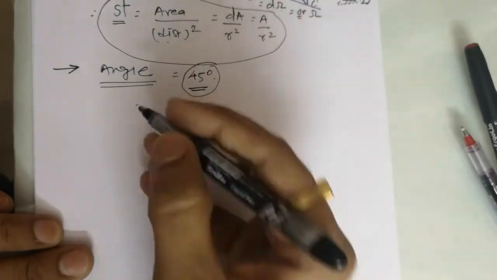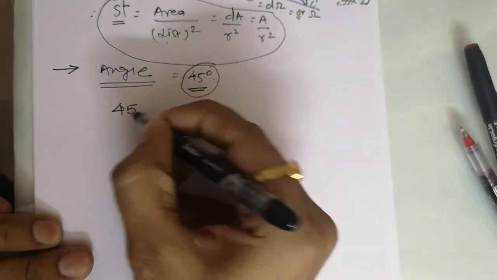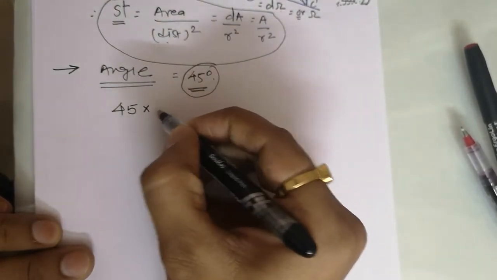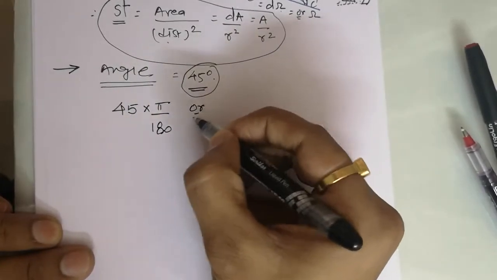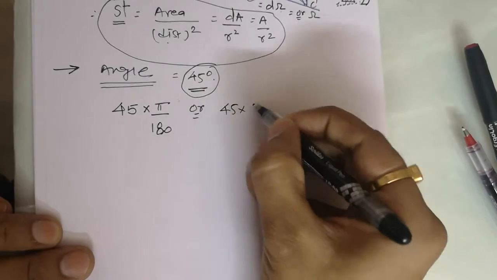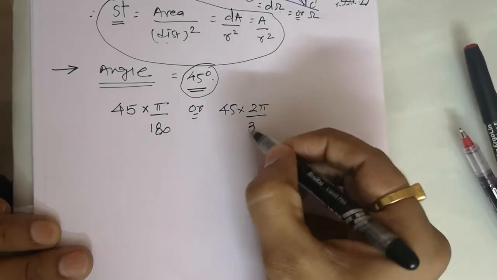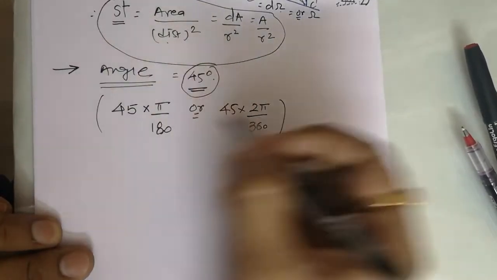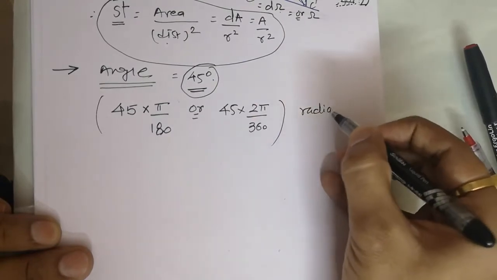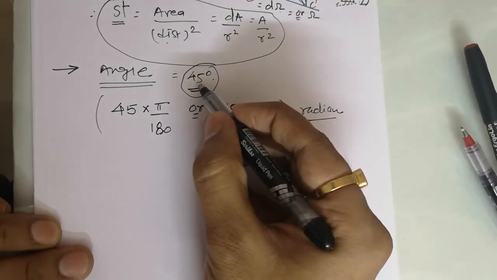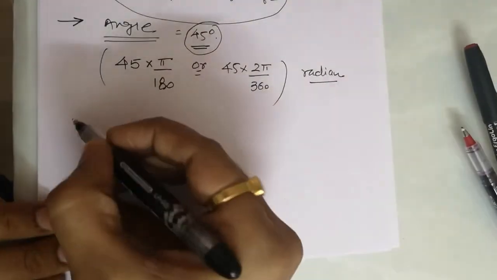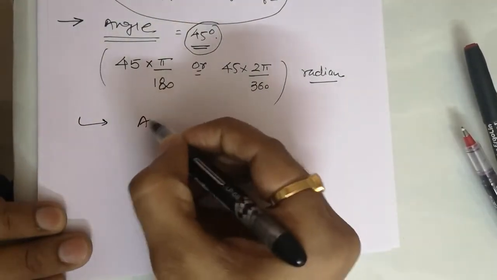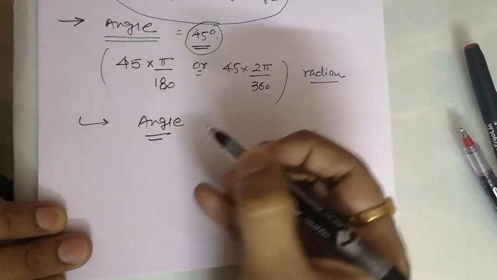So what we are doing is writing down degrees multiplied by pi upon 180, or you can say 45 multiplied by 2 pi divided by 360. The whole thing is called the conversion of your angle from degrees to radians. Let's say there is another method, which is called sub angles.